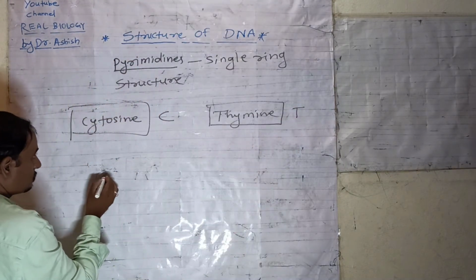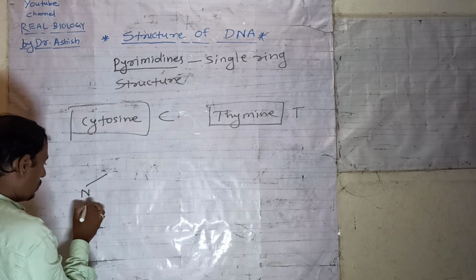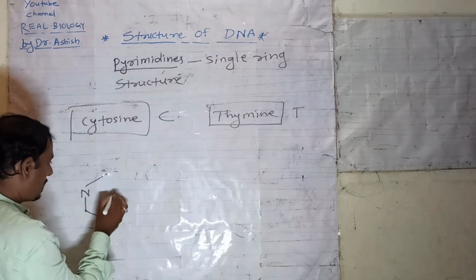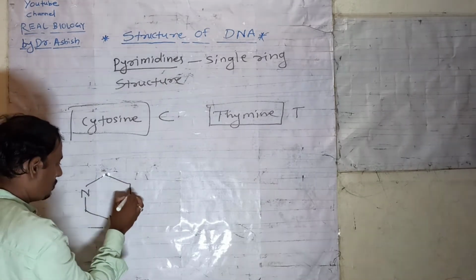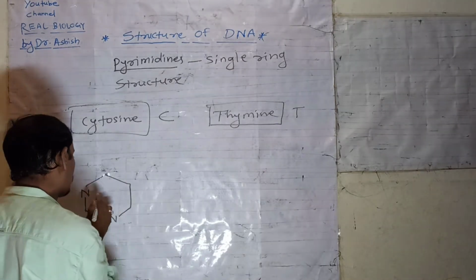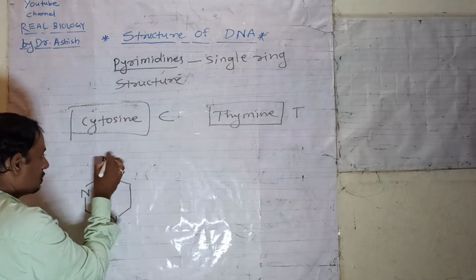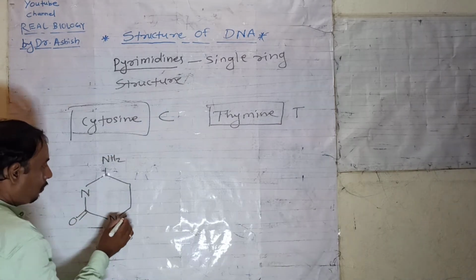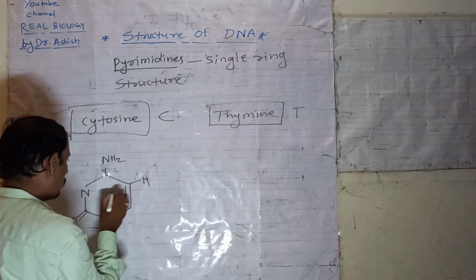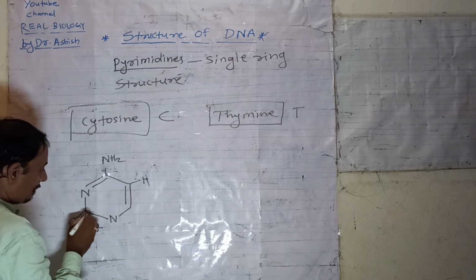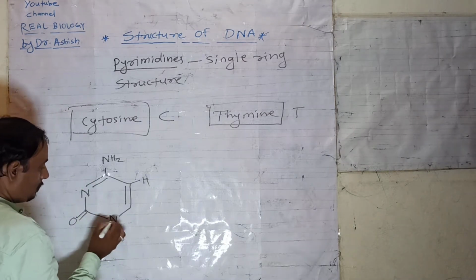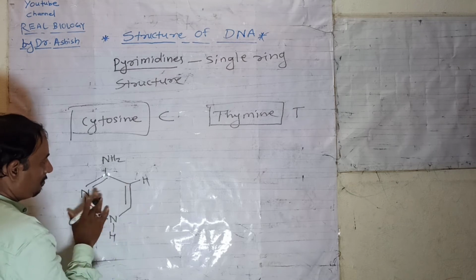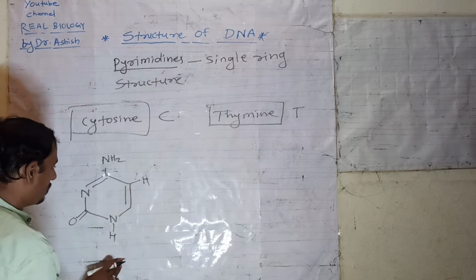Let's see the structure of C. Cytosine contains 2 ring nitrogens. As it is a single ring structure, it contains only 2 nitrogens because there is only one ring. Here it is NH2 and here it is O. Double bonds are inside. Let's see, is it correct by valency? Yes, the structure is correct by valency.